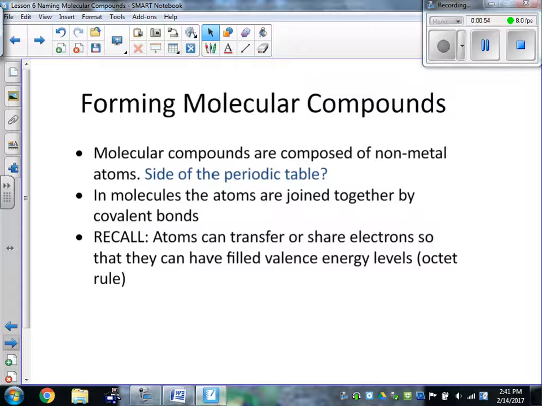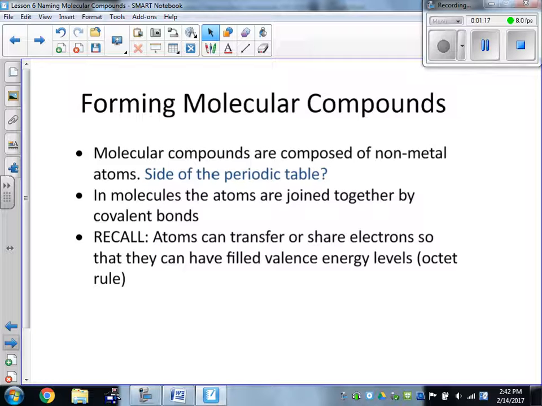Molecular compounds, you have to remember, are two nonmetals. Okay, so two nonmetals. That's how we know the difference between ionic and molecular. The first one's going to be a nonmetal. The second one will be a nonmetal. Okay, they are joined together by something called a covalent bond. A covalent bond means sharing electrons.